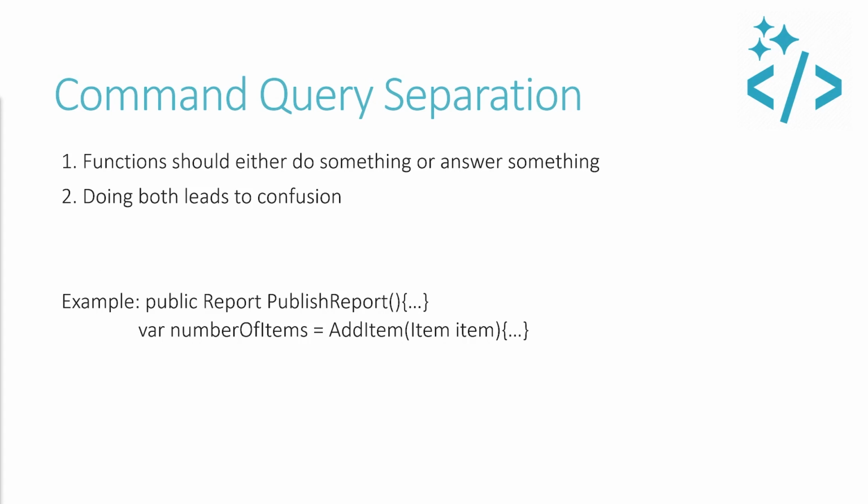About function behavior. So for example, we have this command query separation principle. This tells us that a function should either do something or answer something.